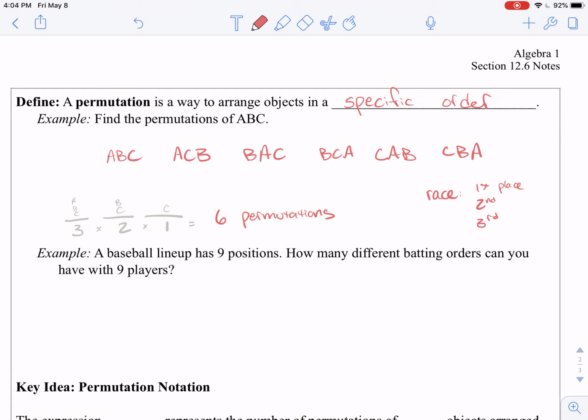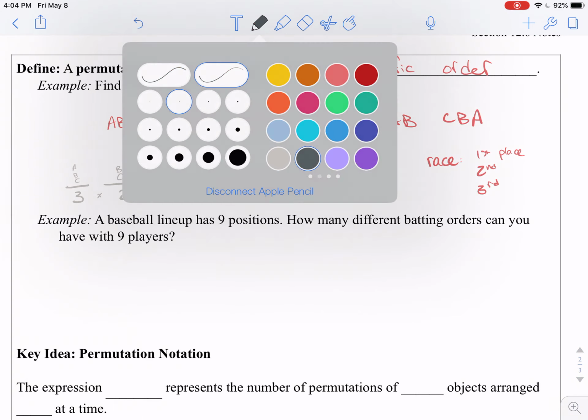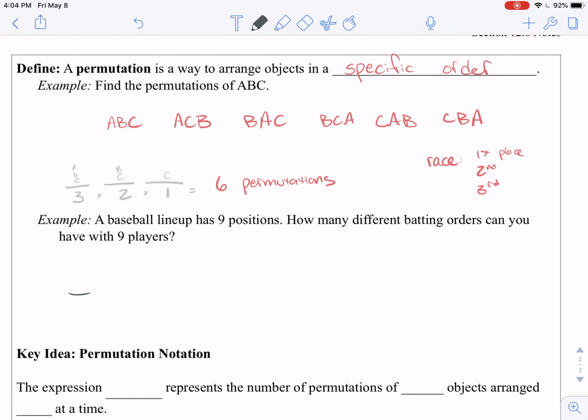Let's look at a baseball lineup, talking about Brayden. So a baseball lineup has 9 positions. How many different batting orders can you have with 9 players? Well, let's look at it. So we have 9 positions. 1, 2, 3, 4, 5, 6, 7, 8, 9. Okay. Make a little bit of space.